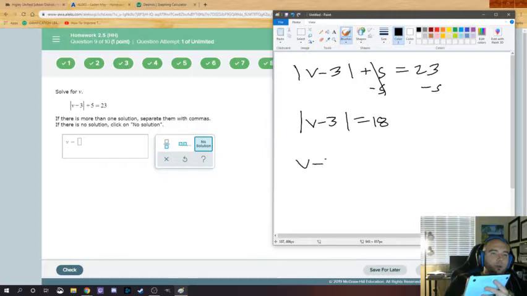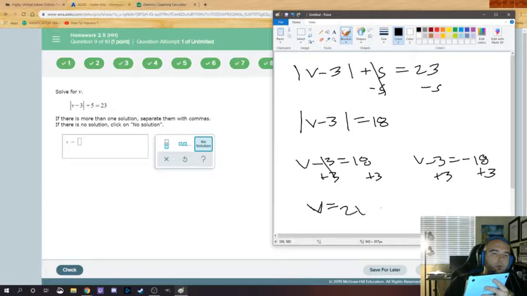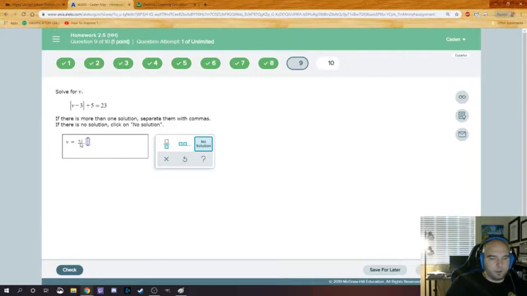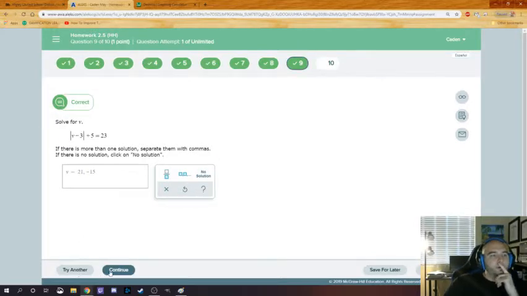And then you write your two problems. v minus 3 equals 18. v minus 3 equals negative 18. You add 3 to both sides. v equals 21. v equals negative 15. Hooray. Nothing crazy there, just doing some work. 21, negative 15.